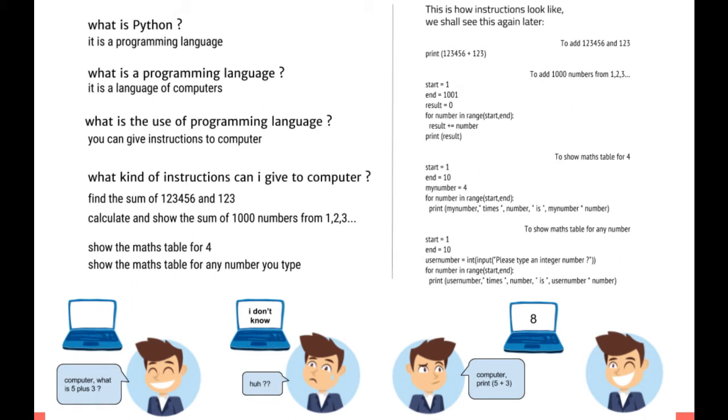A programming language is used to communicate with computers. It is mainly used to give instructions to a computer. There are many types of programming languages: Python, C, C++, Java, JavaScript, etc.